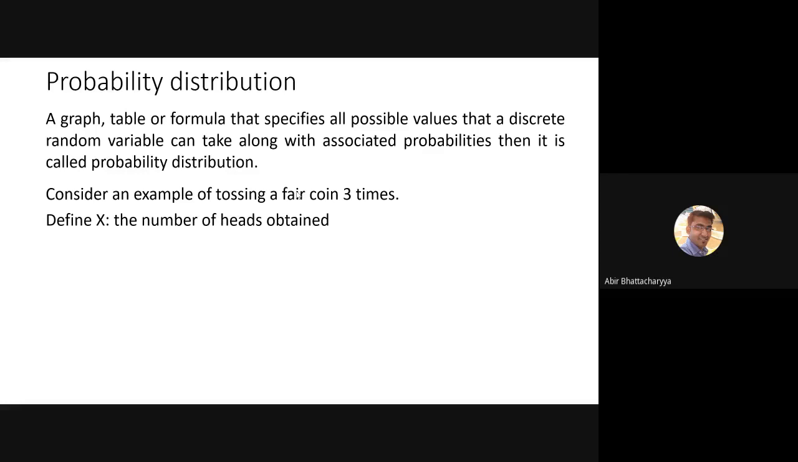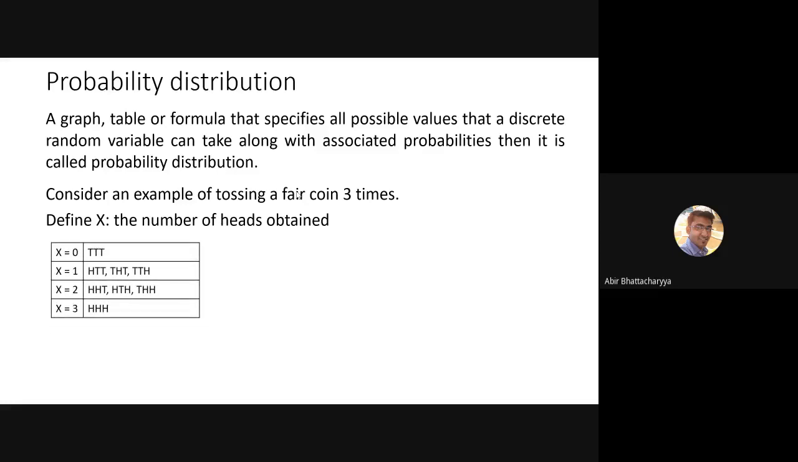If I toss a fair coin 3 times and x is a random variable, we can denote the random variable as the number of heads obtained. We are tossing the coin 3 times and x is the number of heads obtained. So what are the possible values of the random variable? The value of x can be 0, no head occurs, because we are tossing a total of 3 times. First toss, tail. Second toss, tail. Third toss, tail. So what is the value of the random variable? 0.